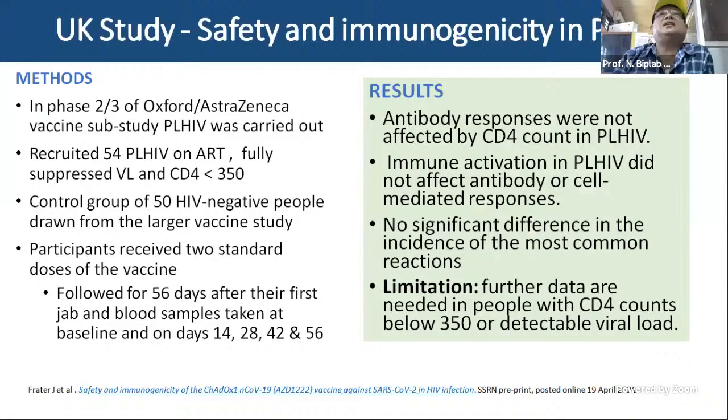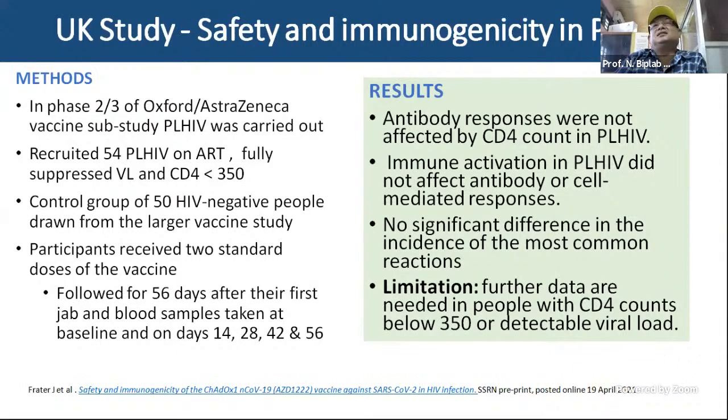Now, this is one UK study about the safety and immunogenicity among the PLHIV. 54 PLHIV on ART with fully suppressed viral load and CD4 less than 350 were compared with a control group of 50 HIV negative people. The participants received 2 standard doses of vaccine and were followed for 56 days after their first jab, and blood samples were taken at baseline and on day 14, 28, 42, and 56.